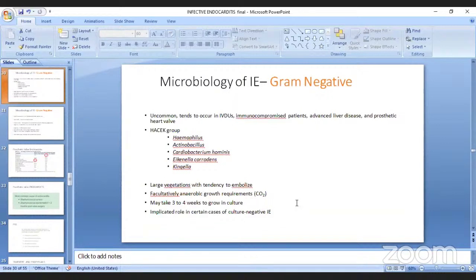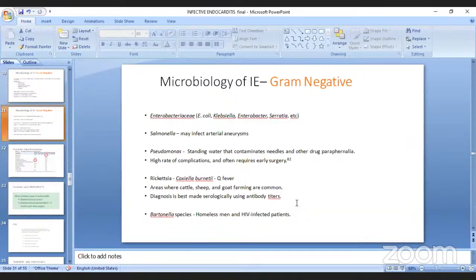Why am I telling you again and again? Because these are the organisms which will come in culture negative infective endocarditis. That means you do an echo and you find a vegetation, you find an abscess, you find everything. But whenever you do a culture, it comes negative, it comes sterile. So that is why these organisms are very important for you to remember.